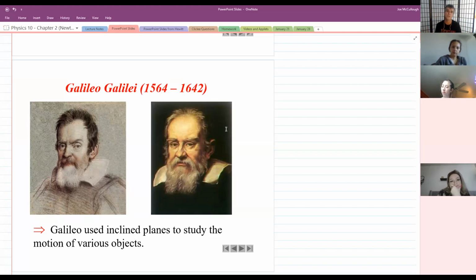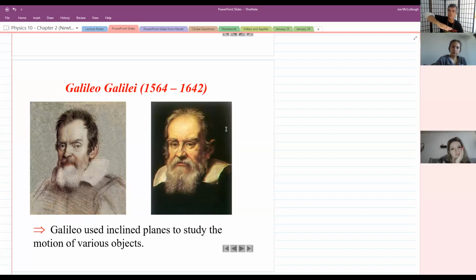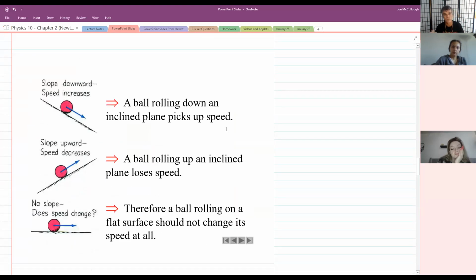So what he needed to do was slow down the motion of objects. So rather than dropping objects straight down and then trying to take some measurement using his pulse, he rolled objects down inclined planes. And here's what he noticed, and this makes sense. If I have an object which is rolling down a plane, obviously that object is going to speed up. We all know that just from normal everyday experience.